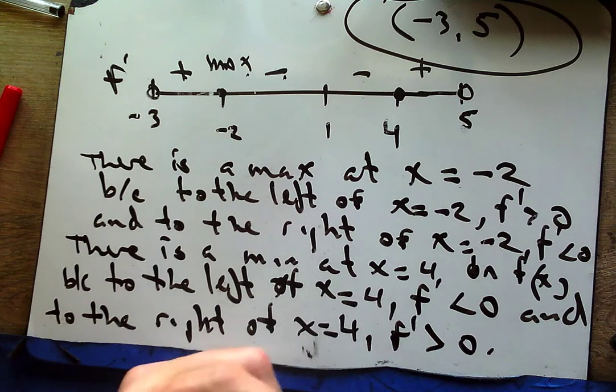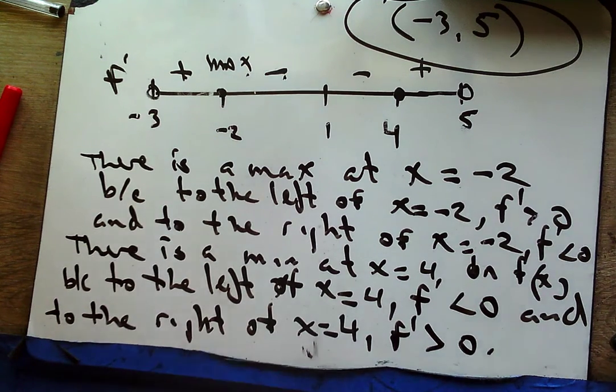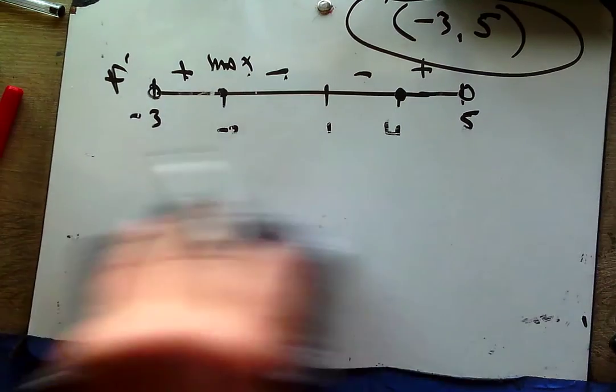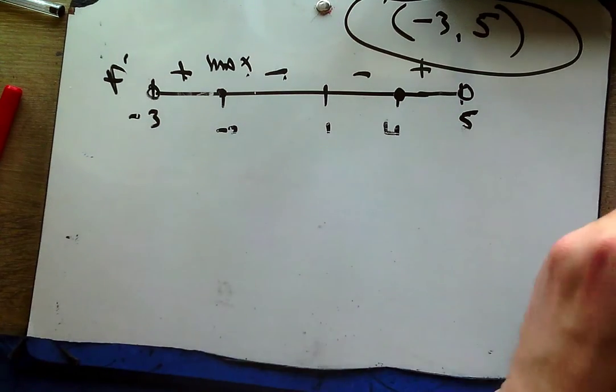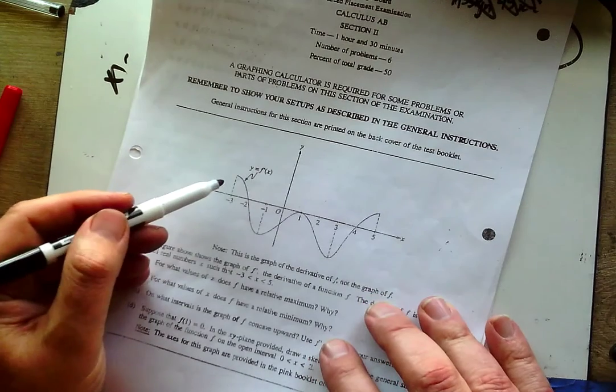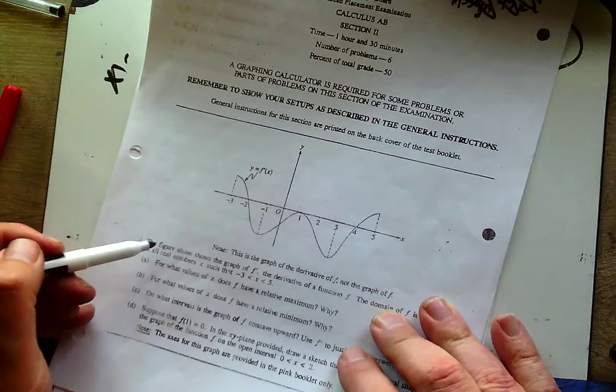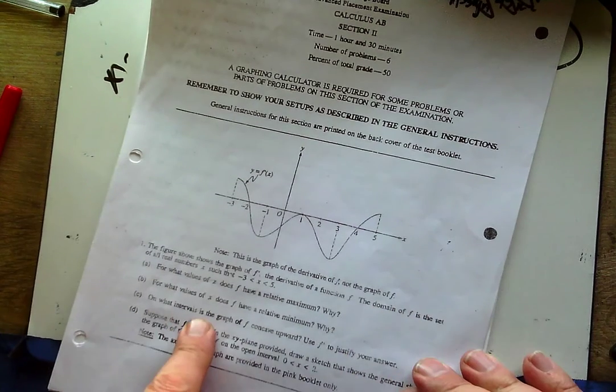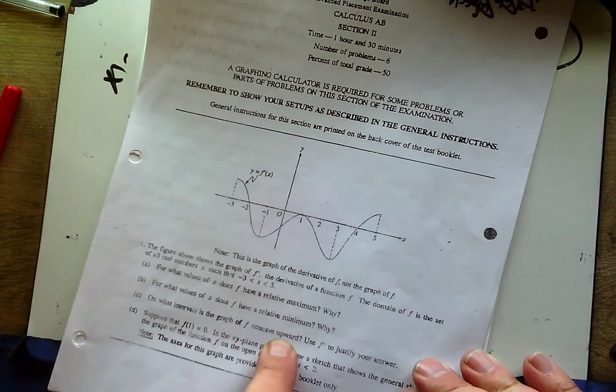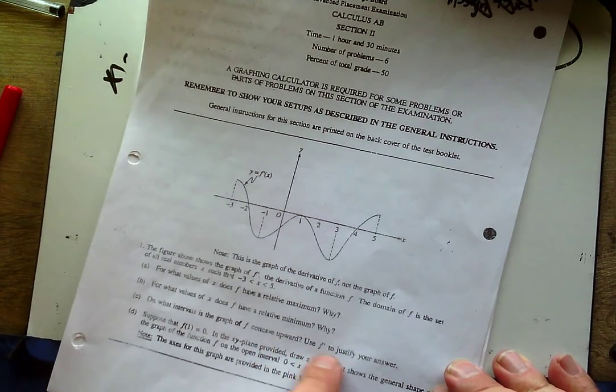Part C, on what intervals is f concave up? Look, use f prime to justify your answer. They don't want us appealing to f double prime. See, they've given us a graph of f prime. They even told us this 3 times. And then down here they say, on what intervals is f concave up? Use f prime.